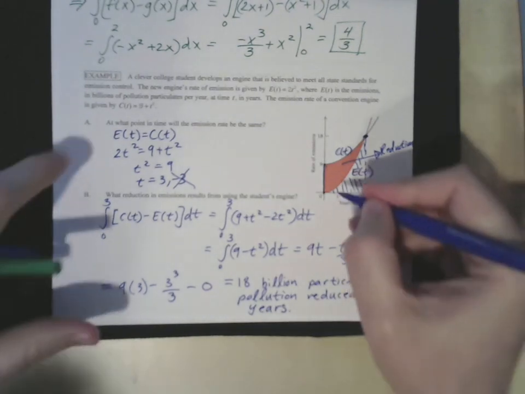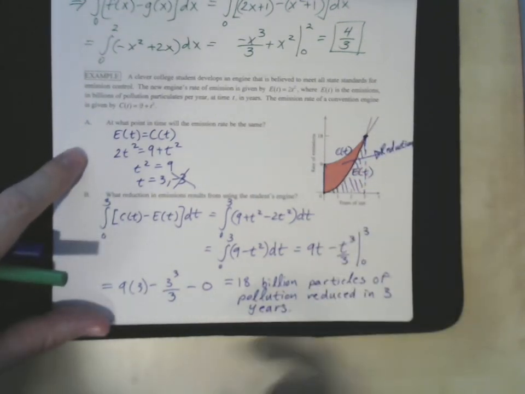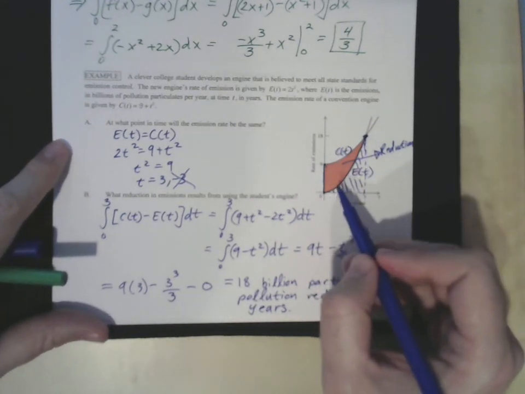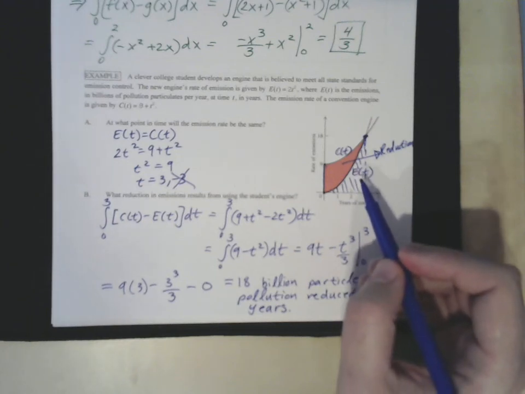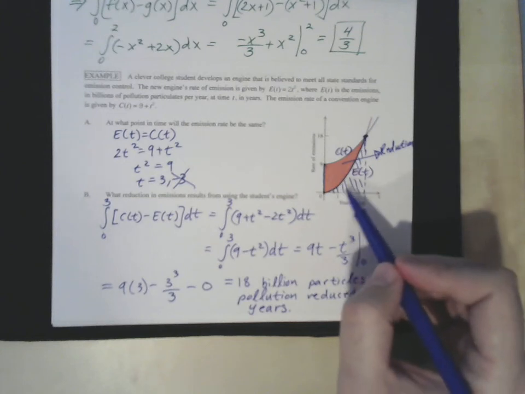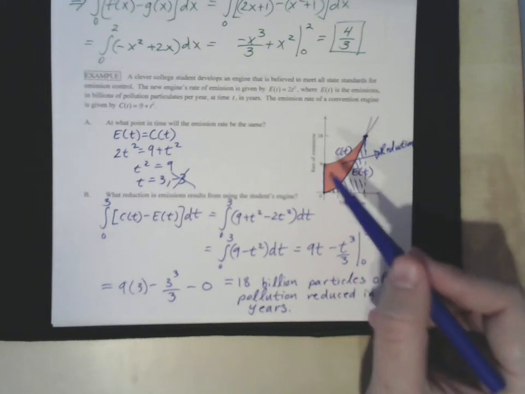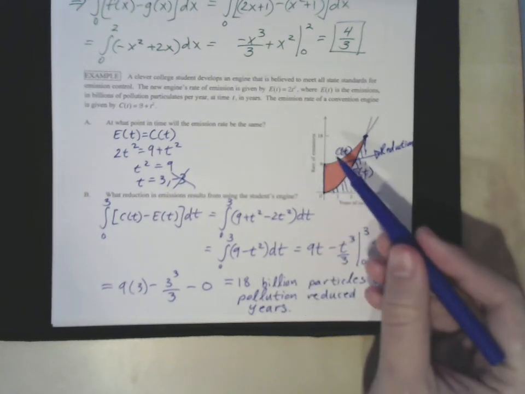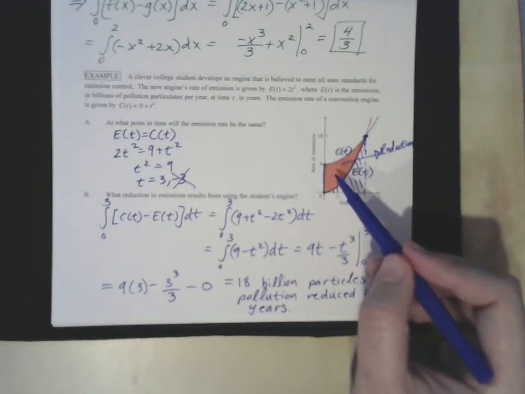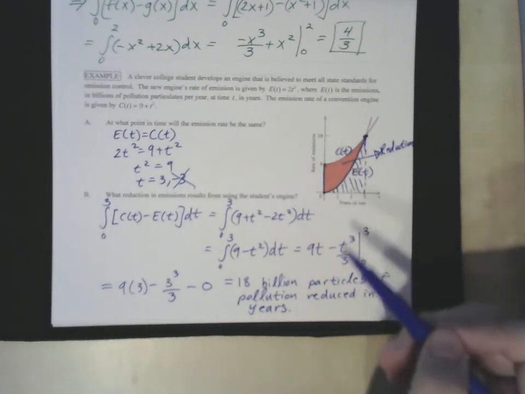So if we break this up along E of t, the shaded region I have here in blue is the total amount of emissions that the new engine will give off in 3 years. And so all of this orange is the amount that would have been given off in addition to this. So if we figure out what this area is, that's how much we've reduced it by, because we're not counting that anymore. It's above E of t.